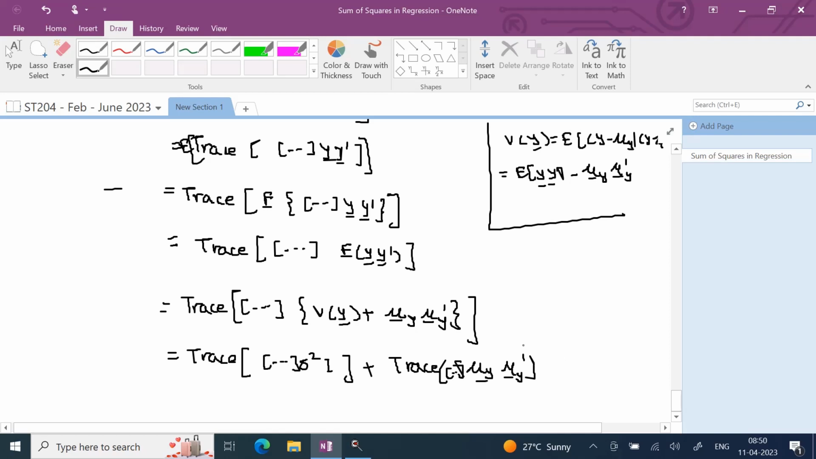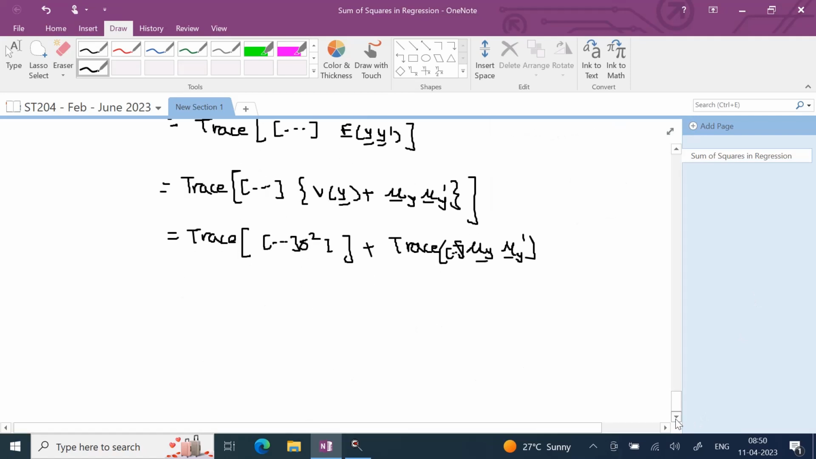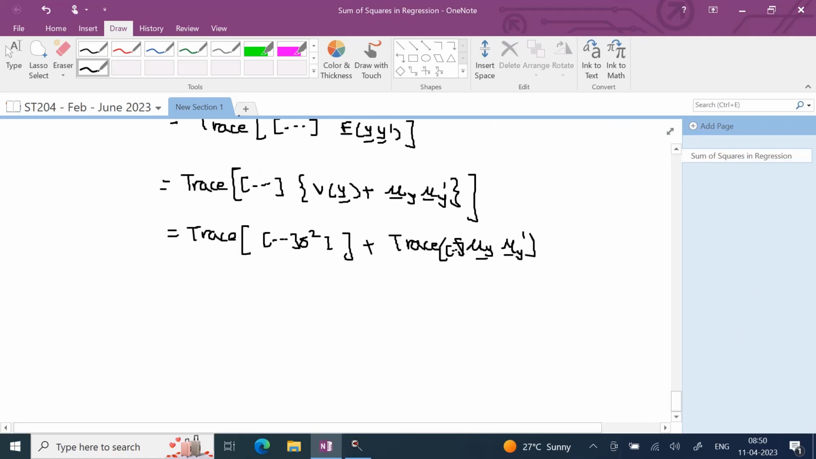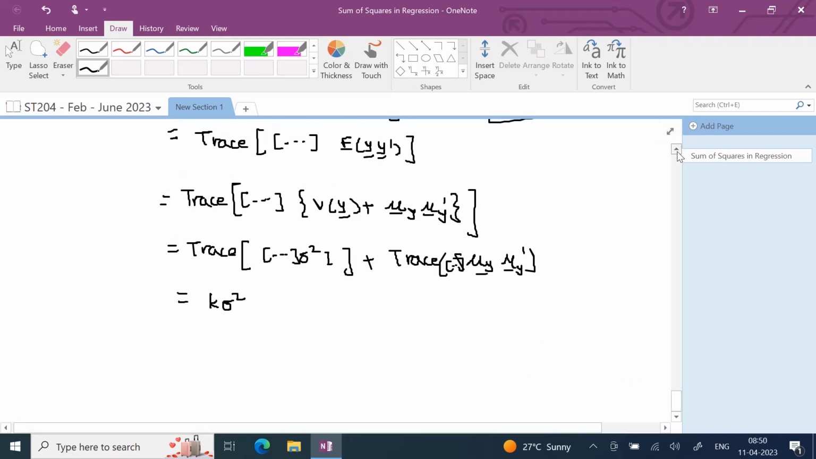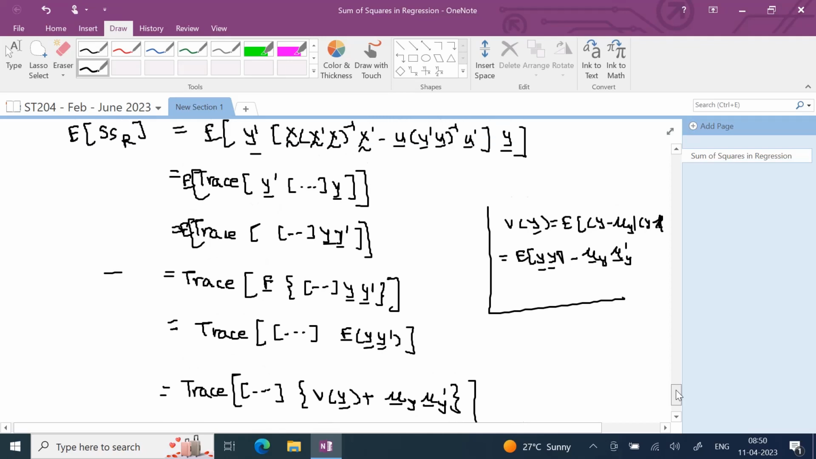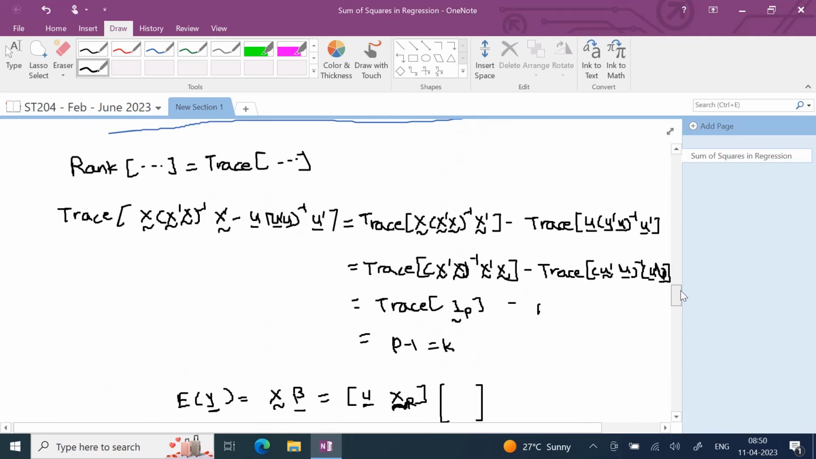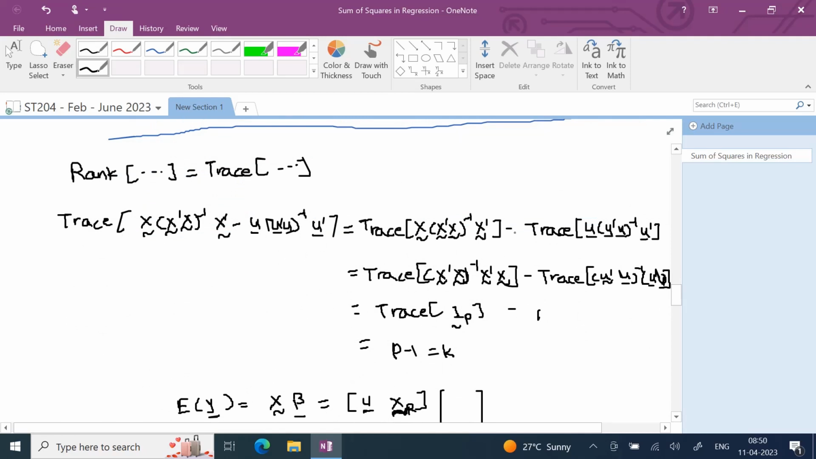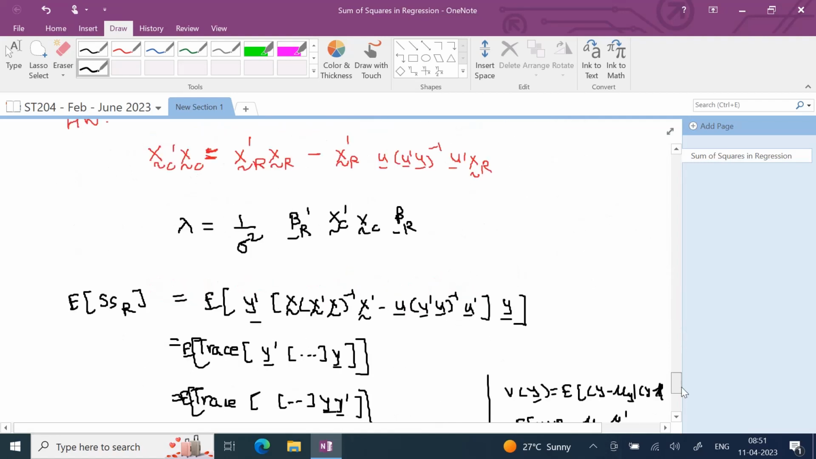Now while deriving the degrees of freedom for the regression sum of squares, we actually proved that the trace of that big matrix is simply k, correct? Because I is anyway a constant, I will have k sigma square. Let me show you where we proved that, in case you have forgotten. Yes, see, here we proved that the trace of this big matrix is k. So I'm using that result.